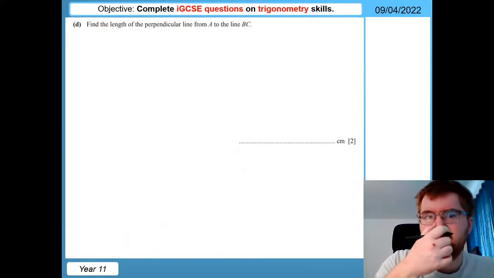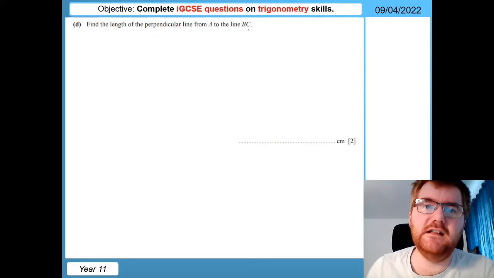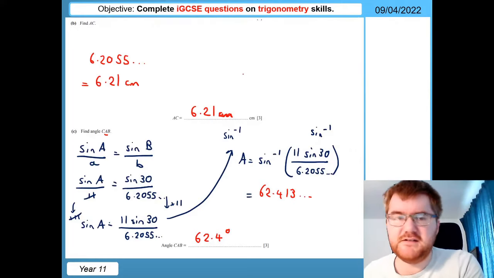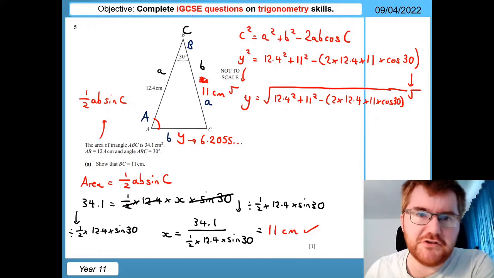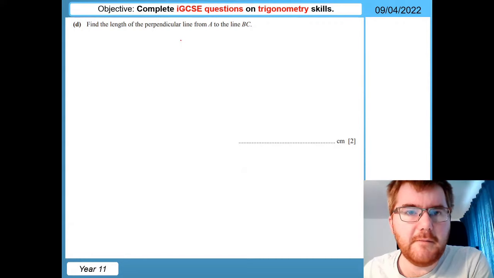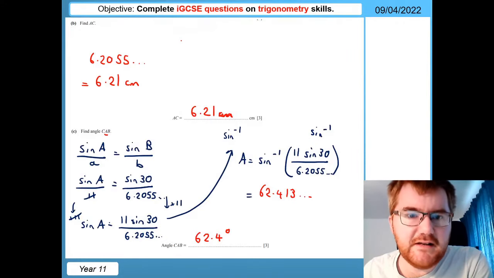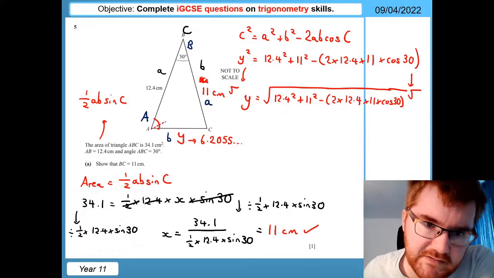Now my last question is to find the length of the perpendicular line from A to the line BC. So this is a slightly different kind of question here. So let's go back to my diagram. So imagine I drop a perpendicular line from A to the line BC. So from A to the line BC. So this is what they mean.